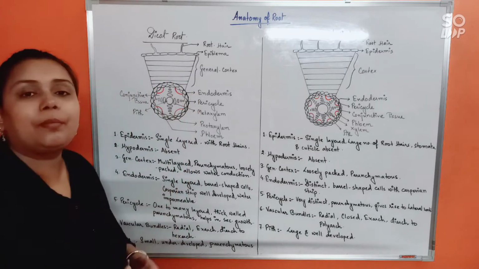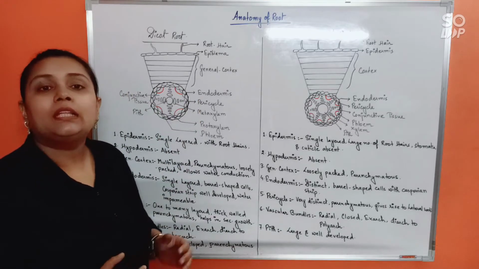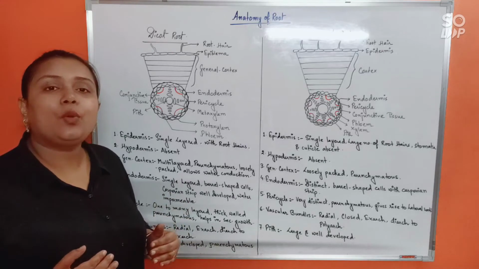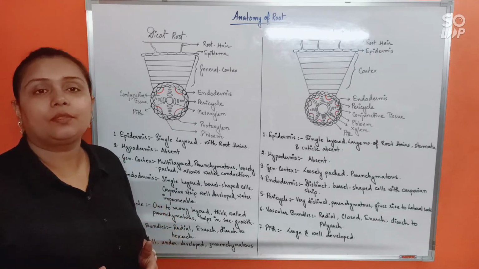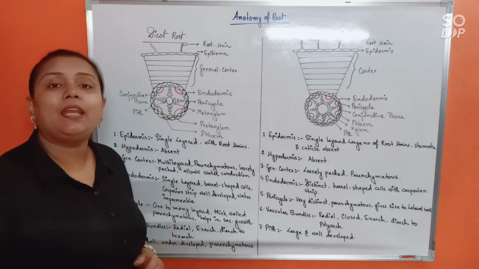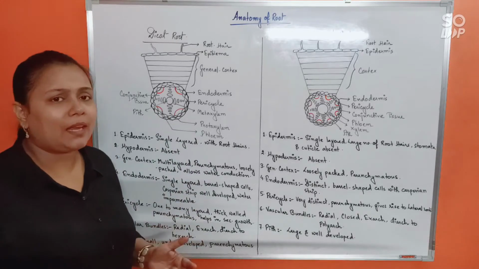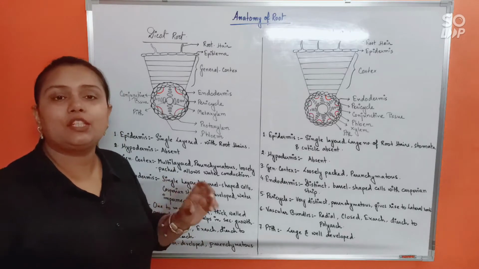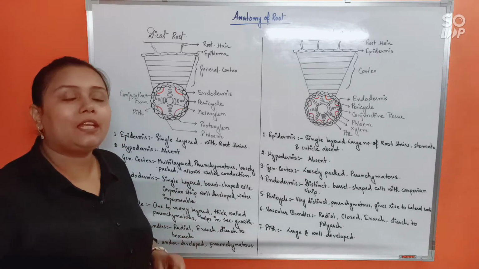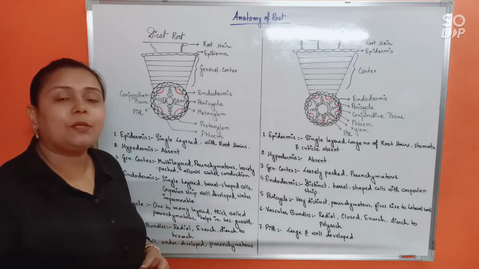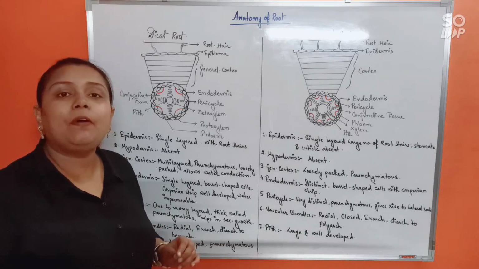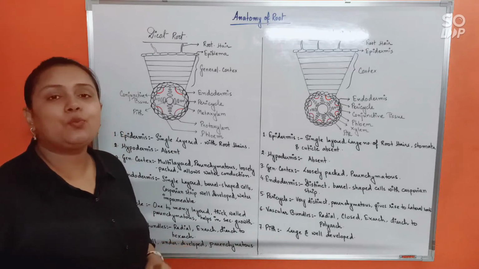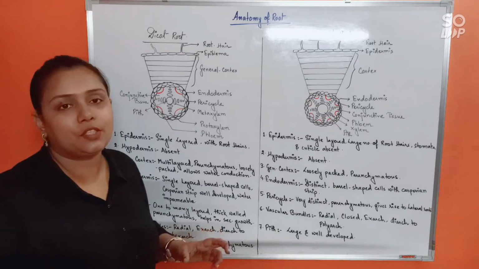Internal to that remains the endodermis. The endodermis, on the other hand, is always single layered and very distinct. It consists of barrel-shaped cells, drum-like cells, which I think all of you remember. These barrel-shaped cells are specialized because they have a cell wall with suberin, which was discovered by Caspary, and hence we call this the Casparian strip.